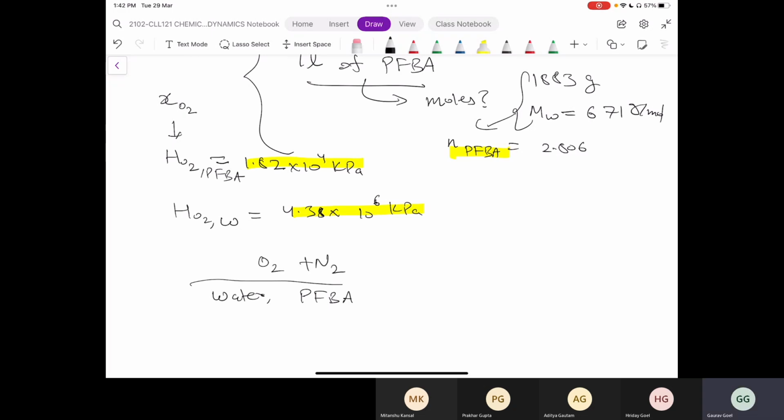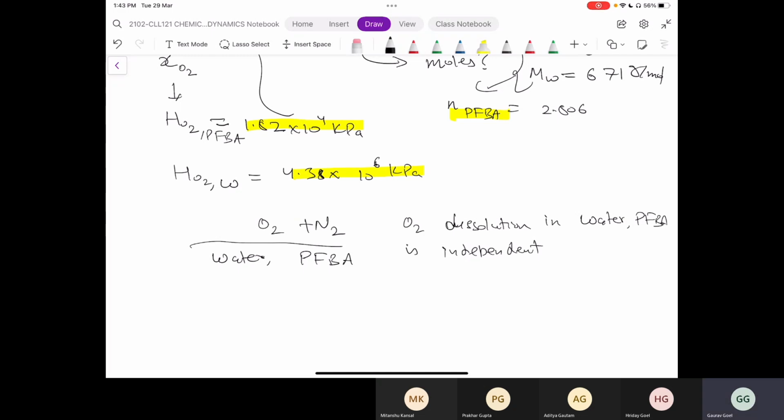So this is my system. Because not much is given to me, I will say that dissolution of oxygen in the two components is independent. That means I can model the two parts separately. Okay, this is not fully correct, but because nothing else is given to me, how water is going to affect dissolution of oxygen in PFBA is not known to me. So therefore, we are taking this approximation. Okay.